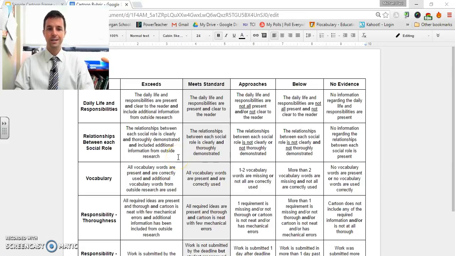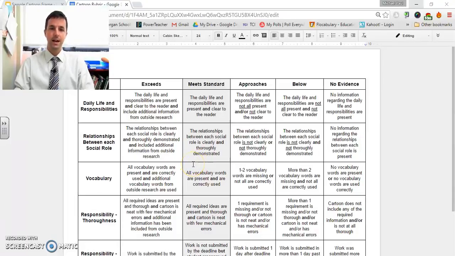Now again, to exceed standard, you're getting some additional research information. So maybe there's parts of the relationship between the two that is not included in the basic reading information that you've then researched and included. So again, you've gone above and beyond. You have searched for and found additional information.